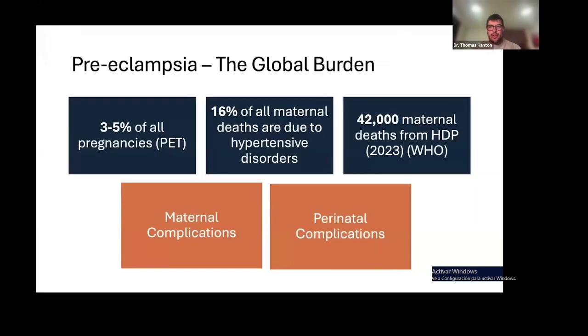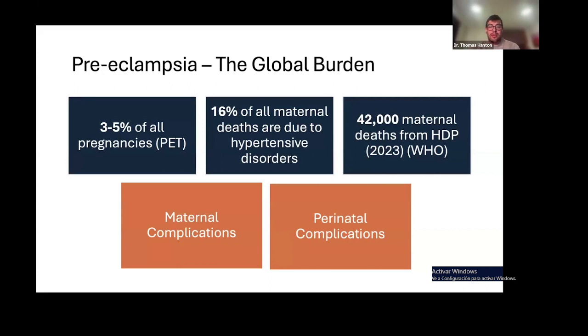I'll just quickly go into a little bit of an introduction about preeclampsia, which is the main reason why we are looking at the ophthalmic artery Doppler. So obviously, globally, preeclampsia has a huge global burden on maternal health. 3 to 5% of all pregnancies are affected by preeclampsia, and it causes a very significant number of maternal deaths. 16% are due to hypertensive disorders. The World Health Organization in 2023 said that 42,000 maternal deaths are a consequence of hypertensive disorders in pregnancy.